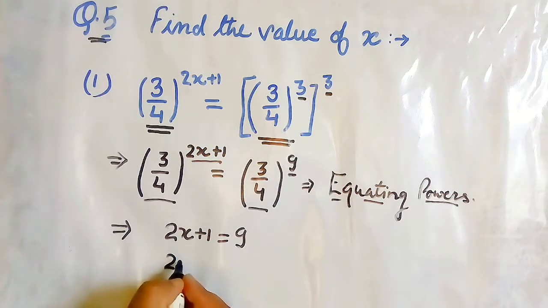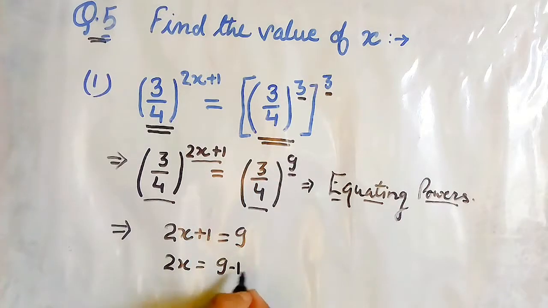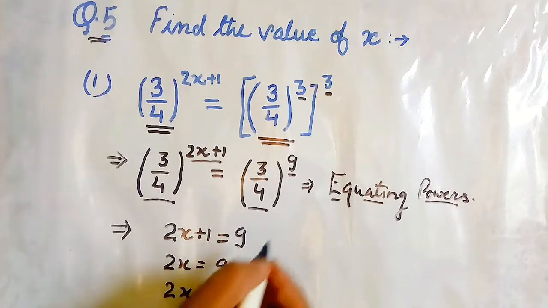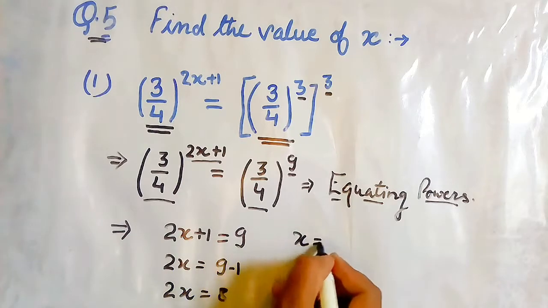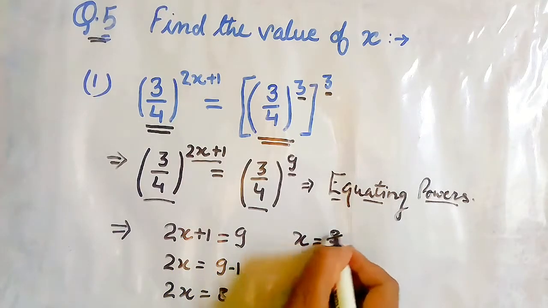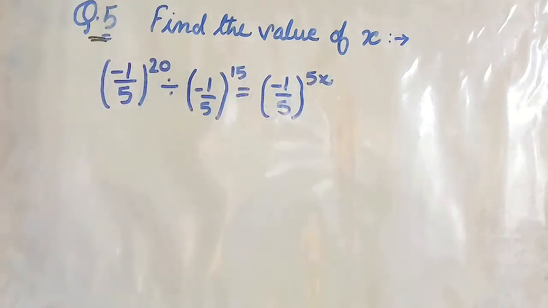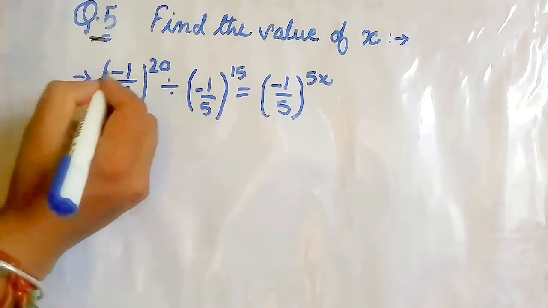Now simplify it. Take 1 to the right side. 2x will be equal to 9 minus 1, so 2x is equal to 8, and x will be equal to 8 upon 2, that is, 2 4s are 8, and the value of x is 4. This is the method to find out the value of a variable if it is in power. Now let us see one more such example.